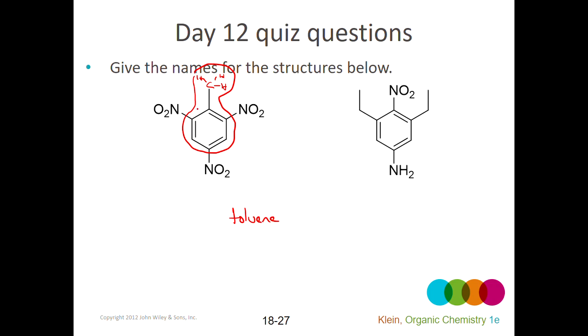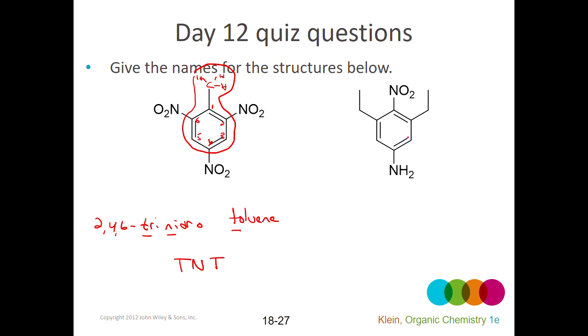So my parent is toluene, and that requires me to start numbering here. And because it's symmetrical and toward the right or the left, I can number in either direction as I go around. So I get 2, 4, 6. And there are 3 nitro groups, so trinitrotoluene. And this can also be abbreviated TNT. It's an explosive compound. 2,4,6-trinitrotoluene.